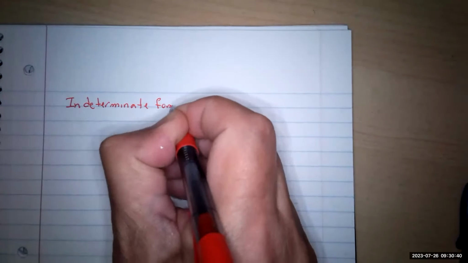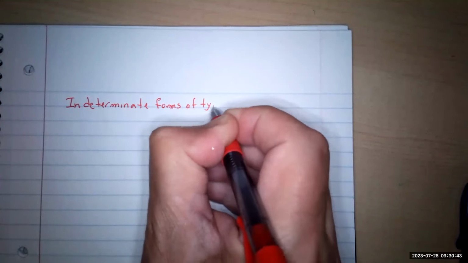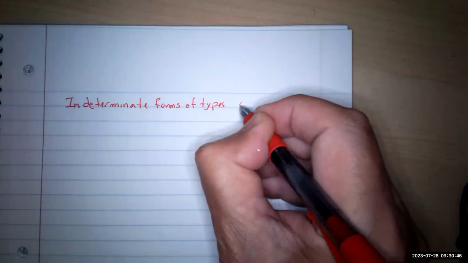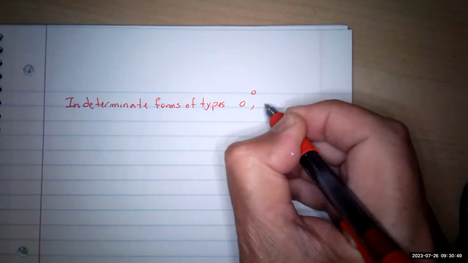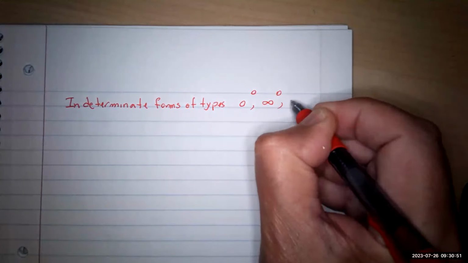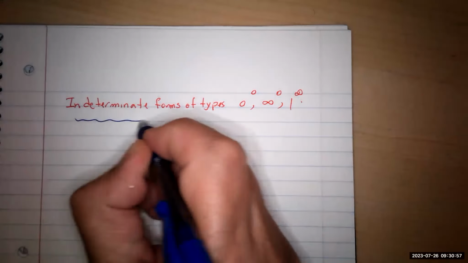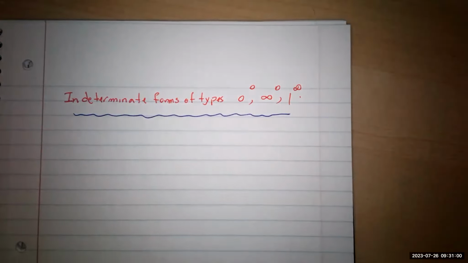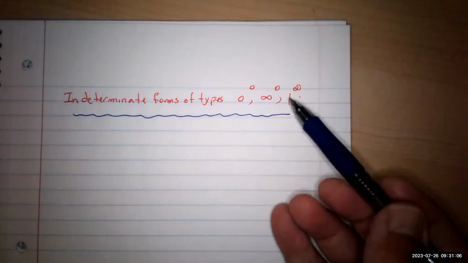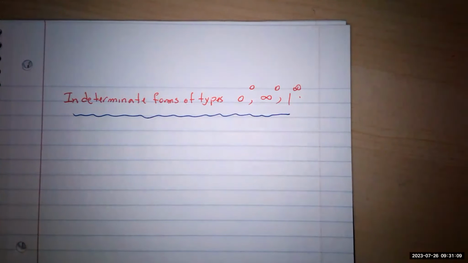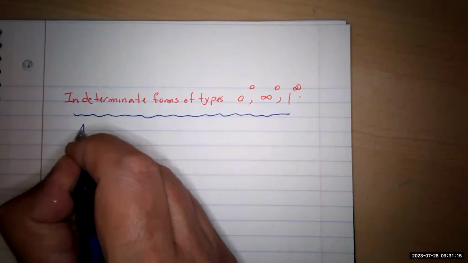Indeterminate forms of types. You see, the types are 0 to the 0, infinity to the 0, 1 to the infinity. These are just the most popular ones that you're going to see. Let's see when this would happen. This would happen when you have an exponential kind of function. But your exponential functions are not going to be the type that we did. It's going to be of the following type, a function.